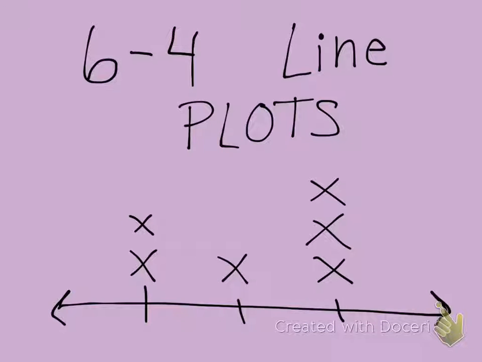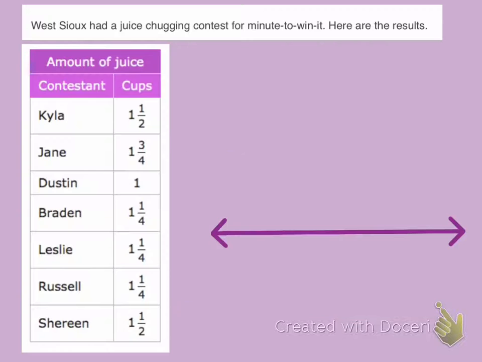6-4 line plots. West Sioux had a juice chugging contest, a minute to win it. Here are the results. We need to build a line plot to represent the data in the table.